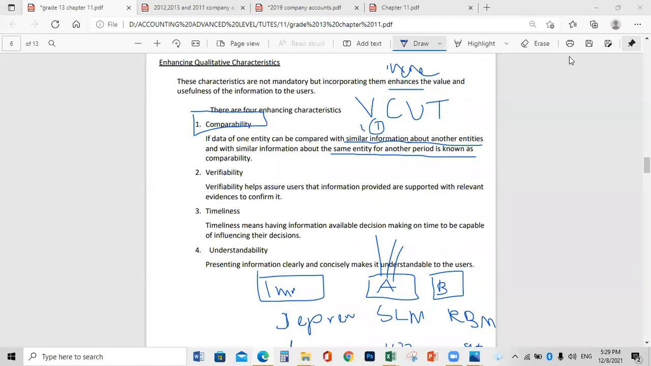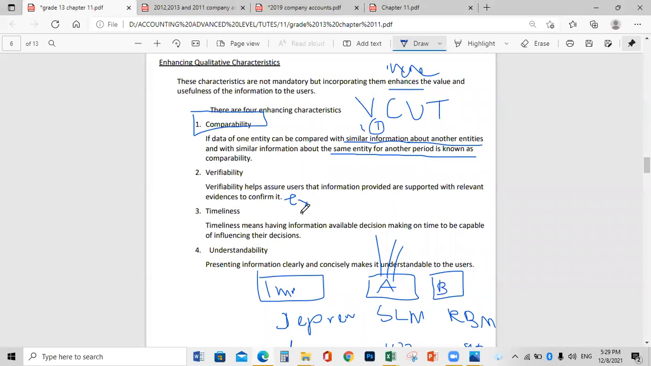Guys, source document is the evidence. For example, you can say source document that a transaction has actually occurred. What is the evidence you have? You can show the source document. That is an evidence.